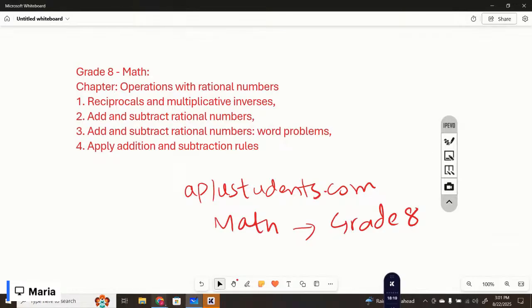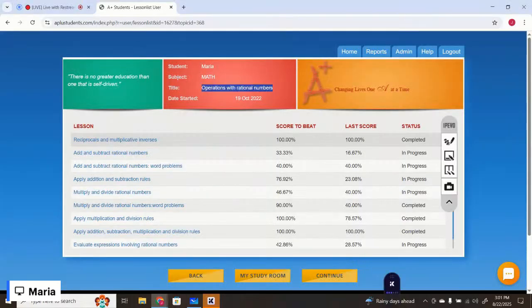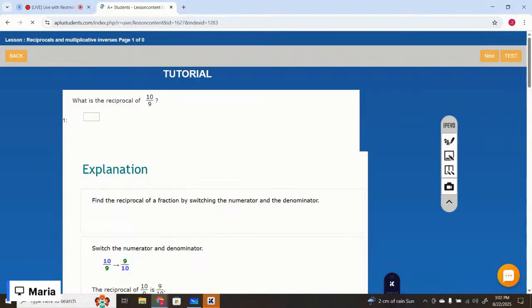So here I'm on grade 8 math. The chapter we are on right now is operations with rational numbers. Let's just start with the lesson reciprocal and multiplicative inverses.